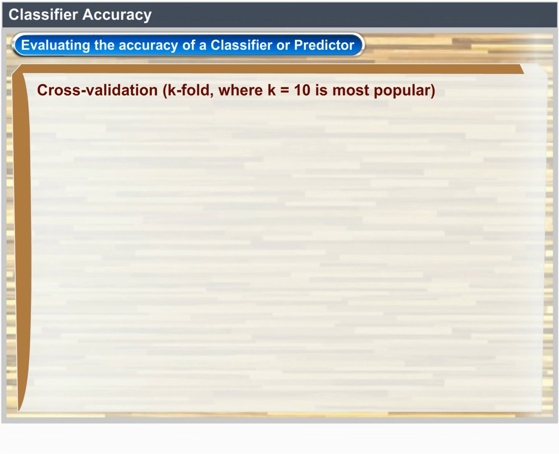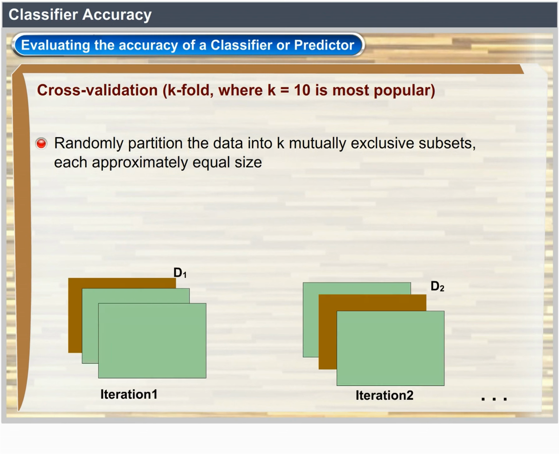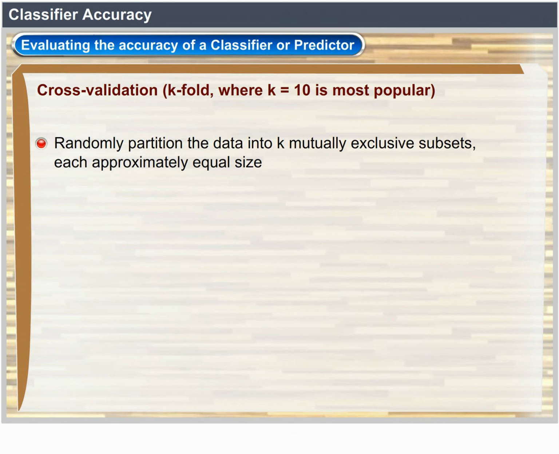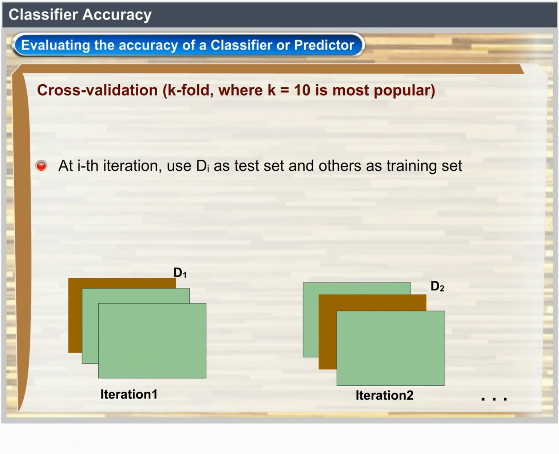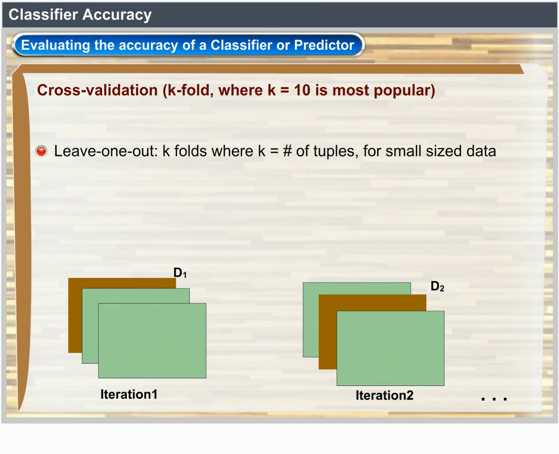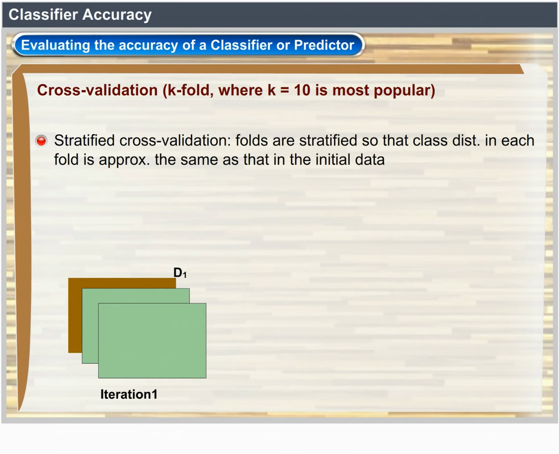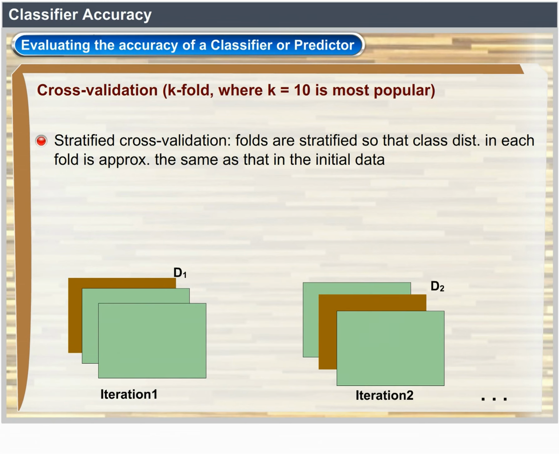Cross-validation: k-fold, where k equals 10 is most popular. Randomly partition the data into k mutually exclusive subsets, each approximately of equal size. At the ith iteration, use Di as test set and the others as training set. Leave-one-out: k folds where k equals the number of tuples, for small-sized data. Stratified cross-validation: folds are stratified so that class distribution in each fold is approximately the same as that in the initial data.